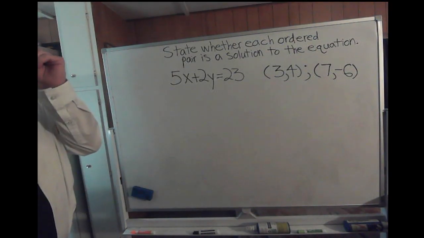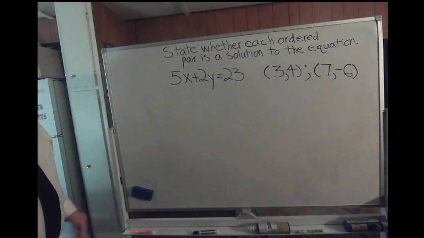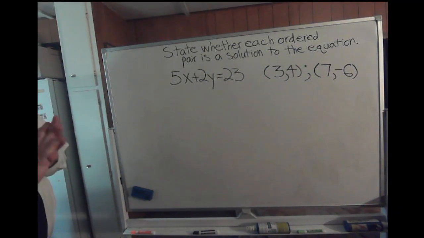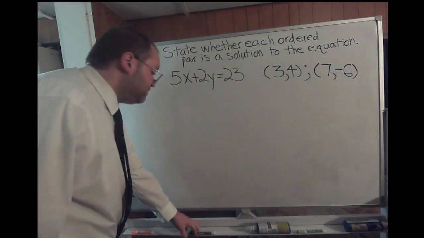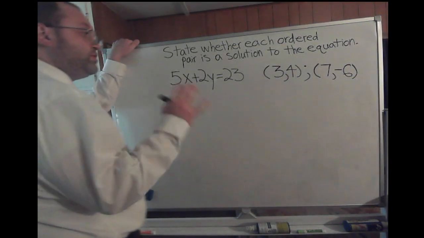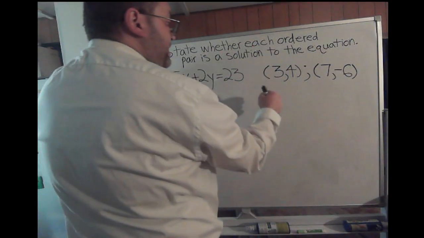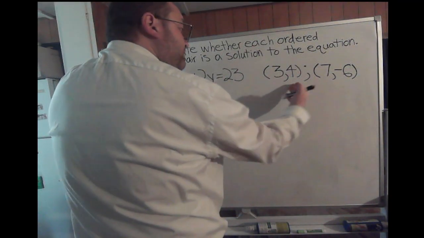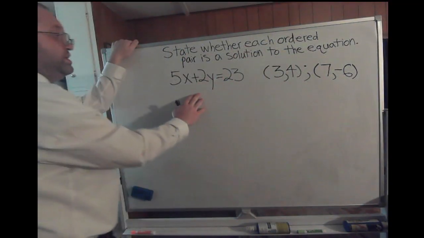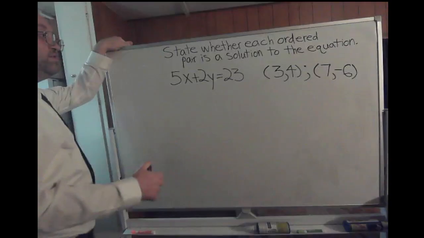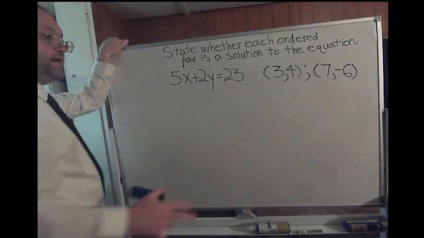So today we are going to talk about two variable equations. And this actually won't be that bad of a lesson, because for the first part of this, all they're asking us to do is state whether each ordered pair, such as what we have here, 3, 4, and 7, negative 6, is a solution to the equation. You have your equation of two variables, 5x plus 2y equals 23.